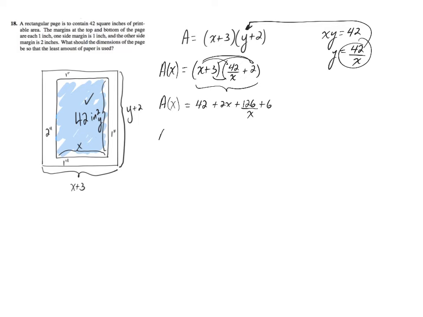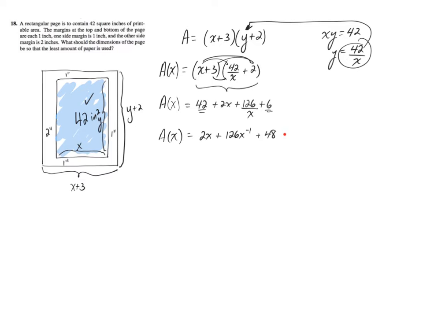We could clean that up even a little bit more and say that that's 2x plus 126 x to the negative first, plus 48, grouping our like terms of the 42 and the 6, and recognizing that 126 over x is 126x to the negative first. I've had students in the past take an equation similar to this and set it equal to 0.